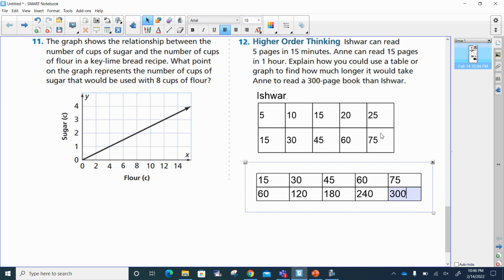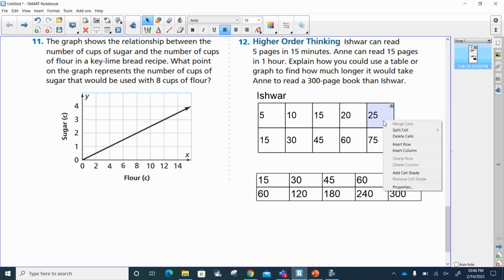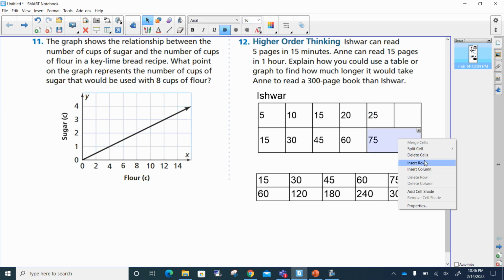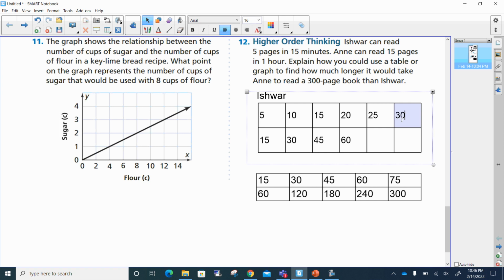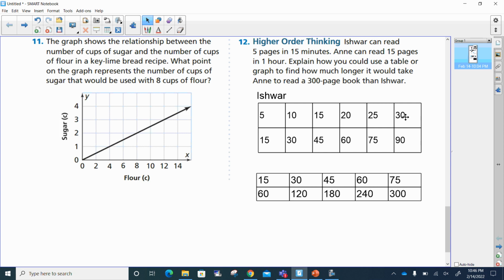Well, remember, Ishan is reading, let's see here. I guess we could insert one more column here, and one more column here. And that would mean 5 more minutes would be 30 minutes. And we said this was 75. And that would make this one, well, 15 more is going to be 90. All right. So we know in 30 minutes he could read 90, right?